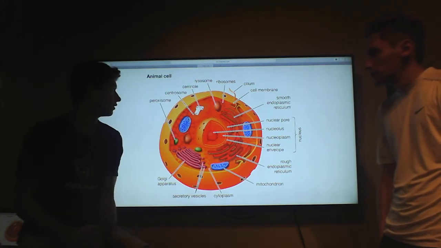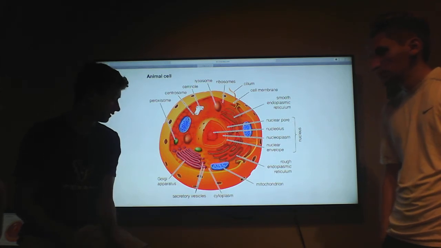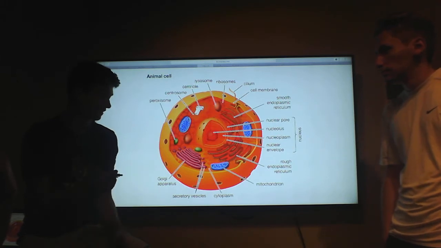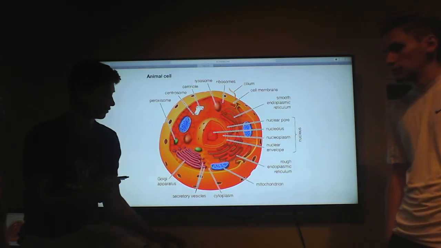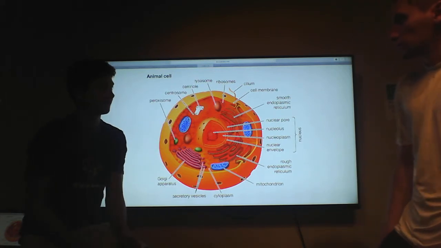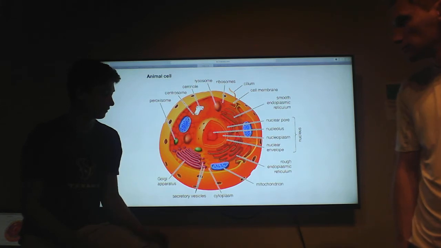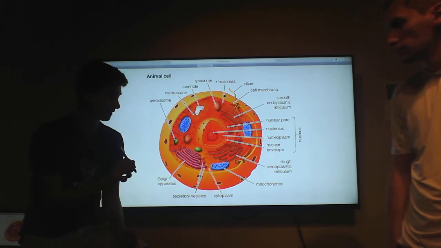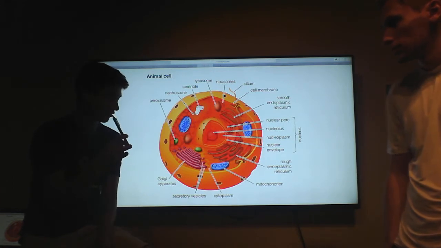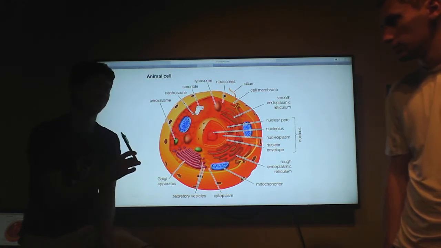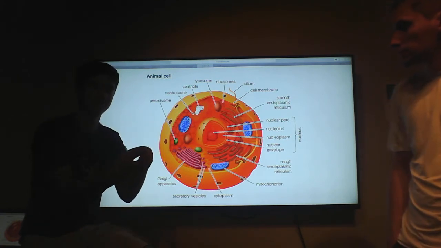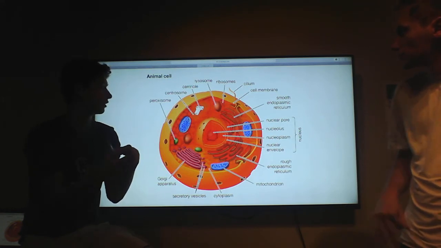And then the centrosome is basically the microtubule organizing center of the cell. That's what they're in charge of, and they're composed of two centrioles, which are usually arranged in nine sets of short microtubule triplets, which are arranged in a cylindrical manner. And that's how their structure is.